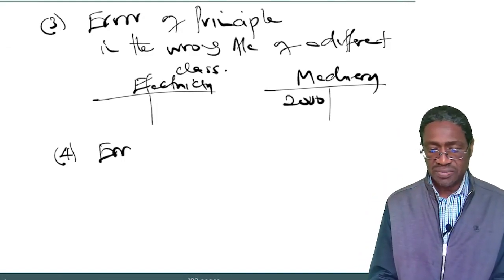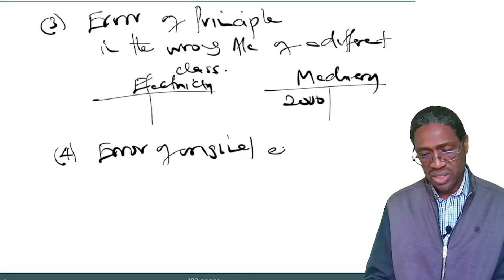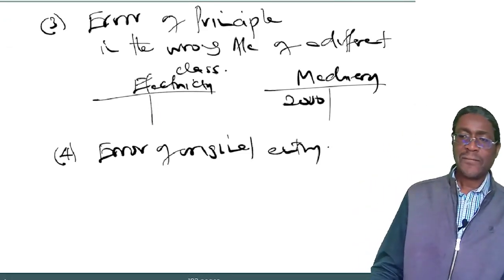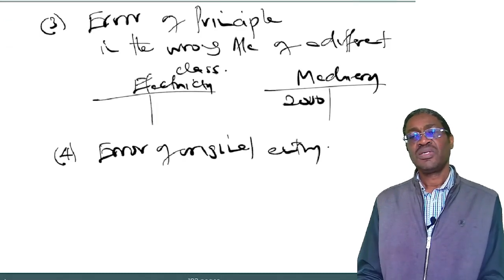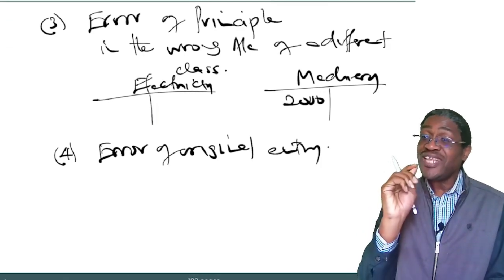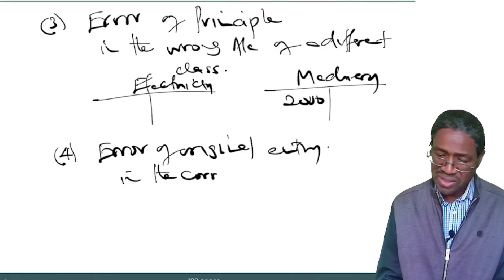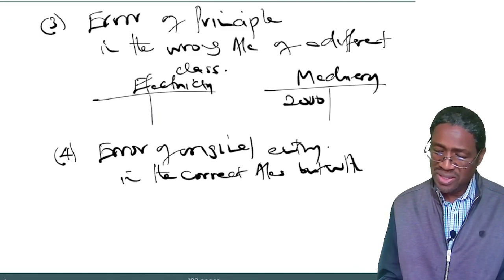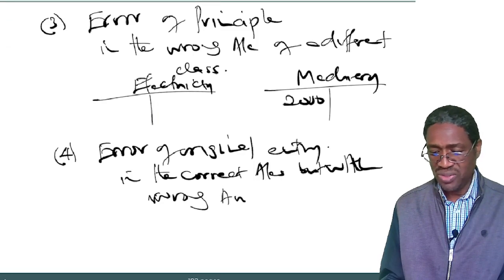Okay? Another type of error which, when you commit it, the trial balance will still balance is what we call error of original entry. Error of original entry. This occurs where you record a transaction in the correct accounts, but with the wrong amount.